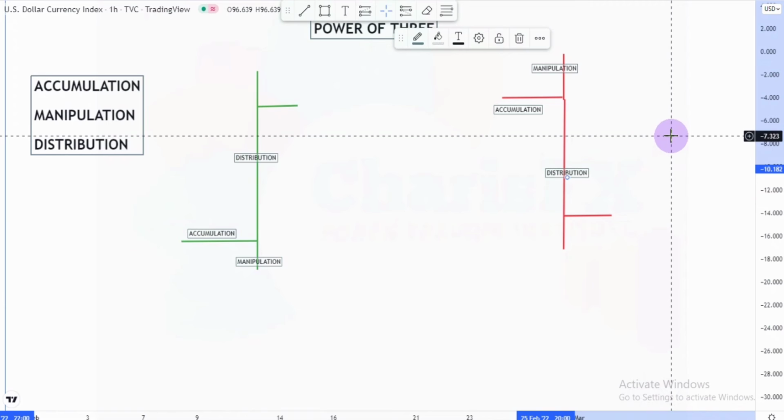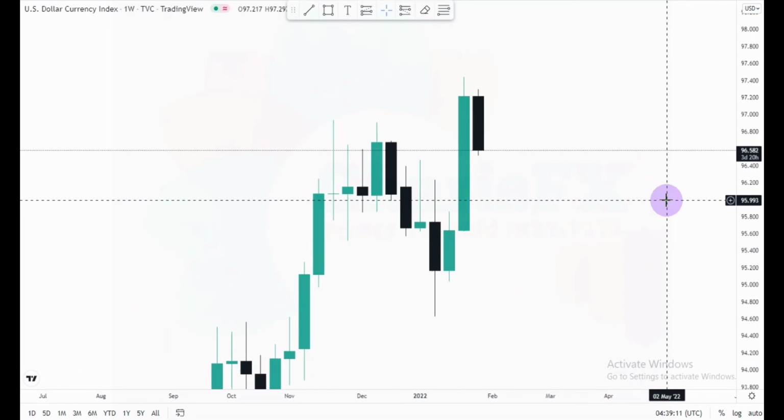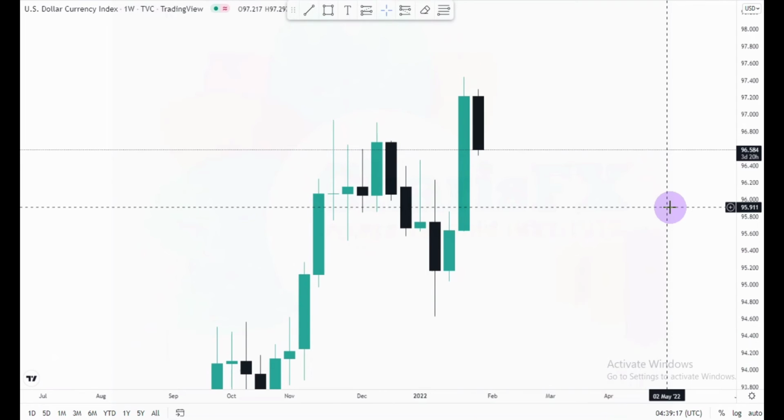These concepts are regular on the charts. They are consistent on the charts. All you need to do is to go to the charts and see these things for yourself. So guys, this is the weekly time frame. I'd like to show you how you can identify these power three concepts from the charts.